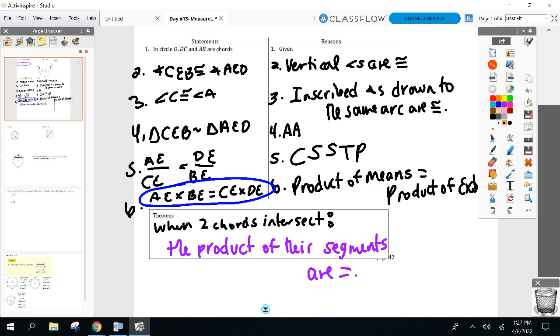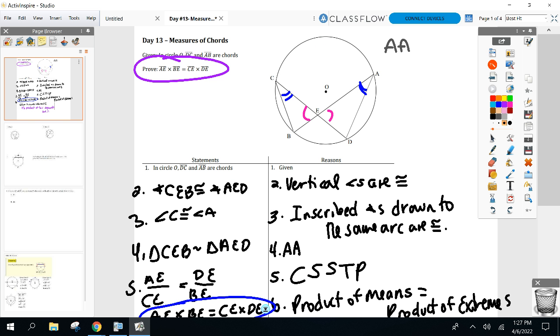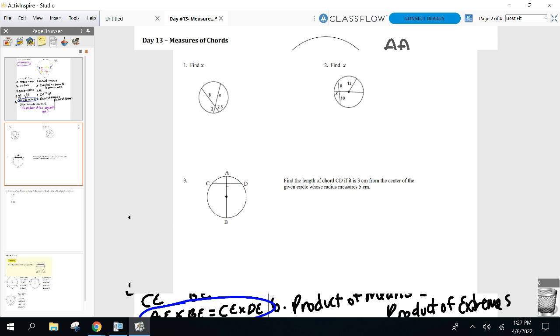Don't write this on your diagram, please. Do not write this. I just want to show you exactly what I mean. 2 and 8. See what I mean? 8 times 2, the same as 4 times 4. That'll always happen in a circle when the chords intersect. The product of their segments are always going to be equal. All good? Questions? All right, let's apply it like usual.